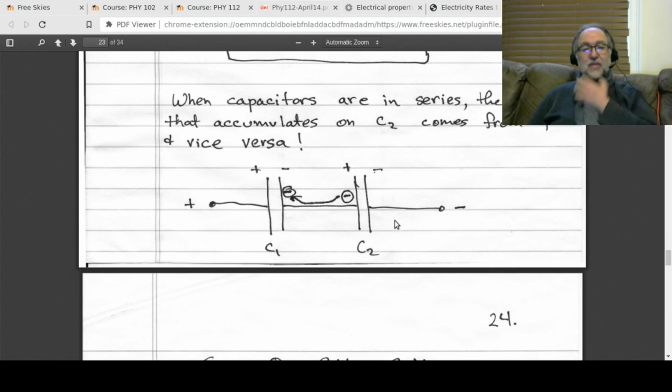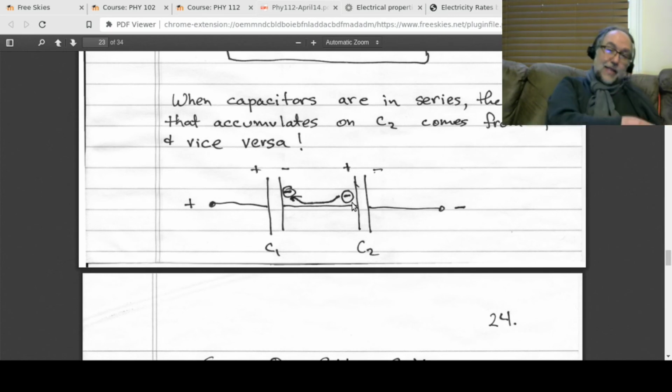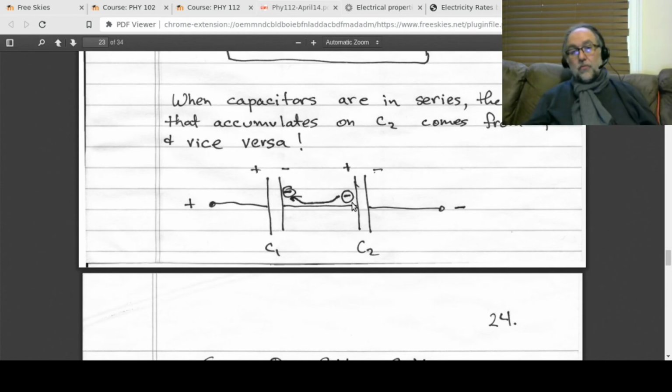Suppose that this is the negative plate of C2. The negative plate is going to push electrons off of the positive plate of C2 and push them onto the negative plate of C1. For every electron that gets onto C1, it came from C2. And therefore, the charge on C1 must equal the charge on C2. So let me say that again. That electron that got onto C1, where did it come from? It came from C2. Every electron that's on C1's negative plate came from the positive plate of C2, so the charges must be the same.